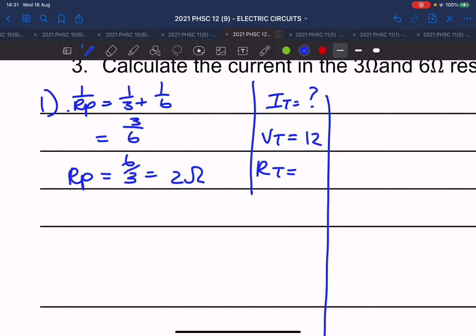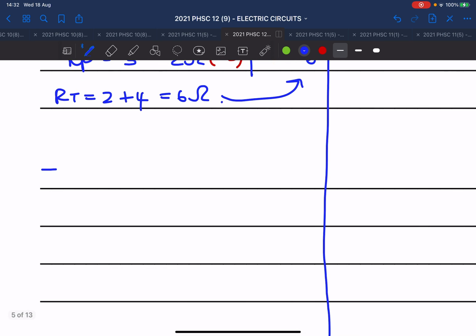Does it make sense? Is it correct? Is 2 smaller than 3? Yes, it is. I think I'm on the right path. Then that is just the parallel combination. I want to get the total resistance, so I must add that other series resistance, the 4, to it, so that I get 6 ohms. So the total resistance is 6. Now if I want to calculate the current, it is volts over resistance. So that is 12 over 6, and I get 2 amperes.